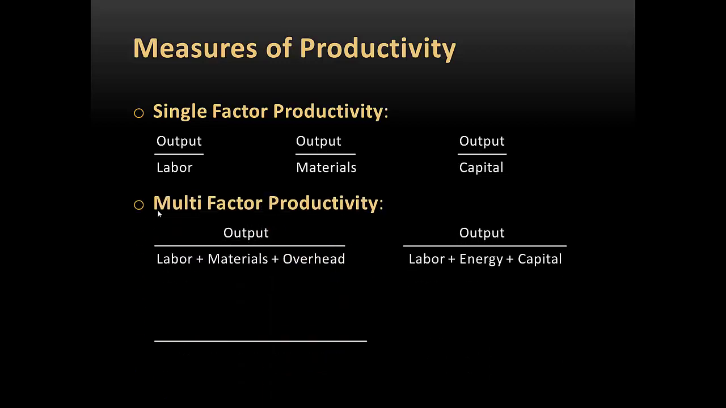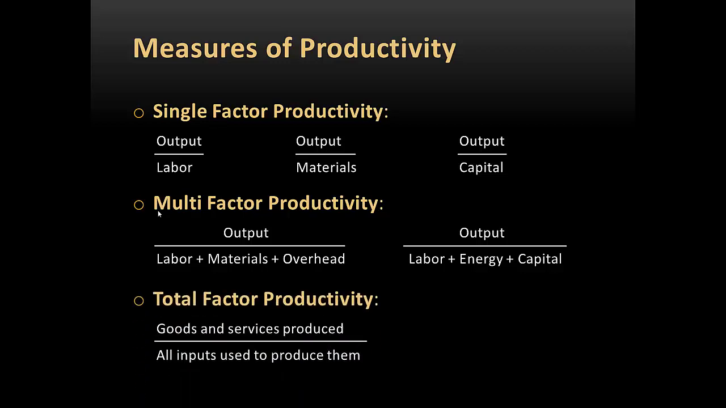Multi-factor productivity, as the term implies, is when output is divided by labor cost, material cost, and overhead cost. Similarly, you could have labor, energy, and capital. You can have a different set of inputs, depending on the circumstance or what you are trying to figure out. Total factor productivity, as the name implies, considers everything together. That means the total goods and services produced, and the total inputs used to produce them. That is total factor productivity.